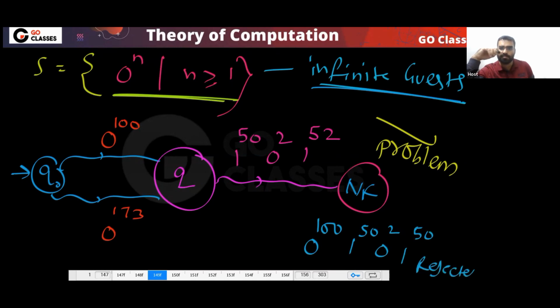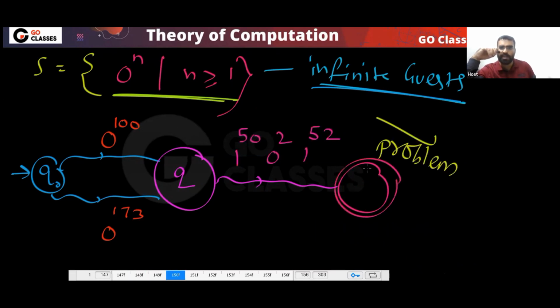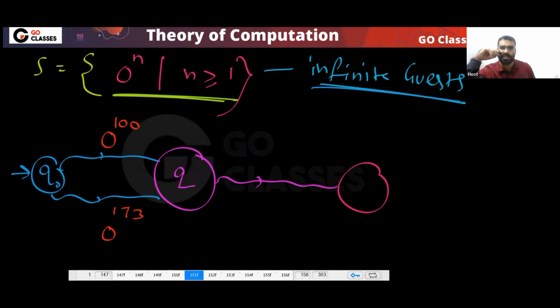Should I reject this? This string is rejected. Should I reject this? No, I should not reject. And you can notice if I make it final, there is a problem. What is the problem? This is the problem. This string is accepted. Should I accept this? No. So are you getting what I'm saying? So this extension will create a problem.